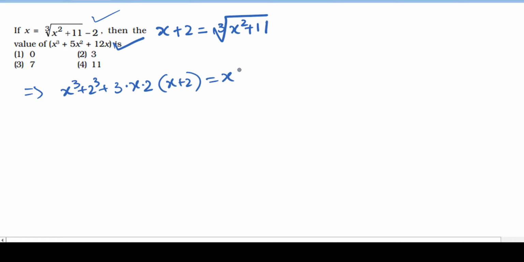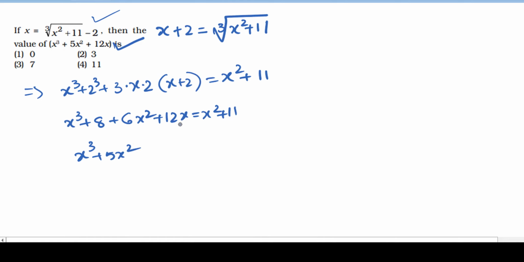If you are cubing here, you get directly x square plus 11. This becomes x cube plus 8 plus 6x into x, 6x square plus 6x into 2, 12x equal to x square plus 11. Now we just send everything this side and see what we get. X cube, 6x square minus x square, that is 5x square. Then 12x, there are no other x components, so let's just write it down. So this is what we want, right? We will just send everything whatever is left to the other side, that is 11 minus 8, then it becomes 3.